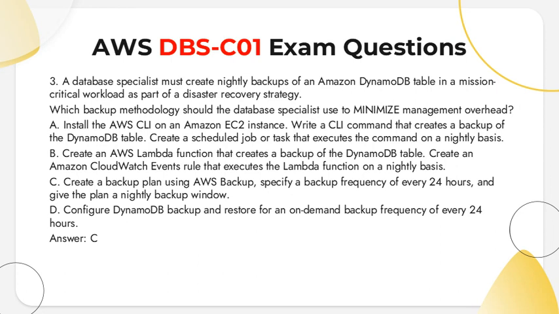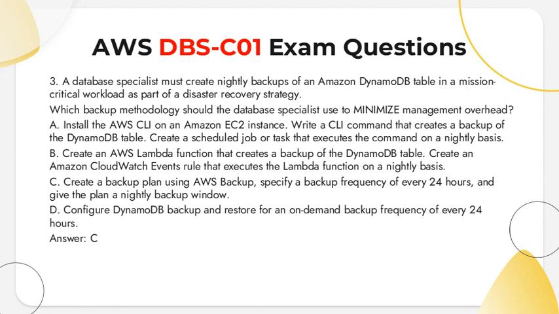A. Install the AWS CLI on an Amazon EC2 instance. Write a CLI command that creates a backup of the DynamoDB table. Create a scheduled job or task that executes the command on a nightly basis. B. Create an AWS Lambda function that creates a backup of the DynamoDB table. Create an Amazon CloudWatch Events rule that executes the Lambda function on a nightly basis.